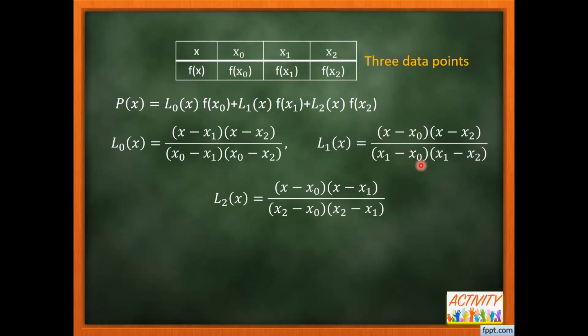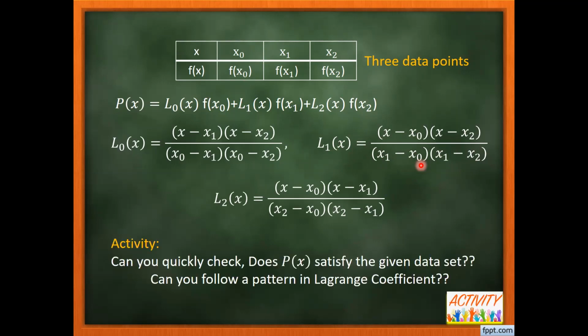Now here is another small activity for you. Can you quickly check, by substituting the values of L0, L1, and L2 in our polynomial p of x, whether our polynomial will satisfy the given data or not? I'm sure it will. And can you follow a pattern in the Lagrange coefficients? Yes, I can, and we have already discussed that pattern: the Lagrange coefficient corresponding to x0 should be 0 at all other nodes, and it should be 1 at x0. The same goes for L1 and L2.